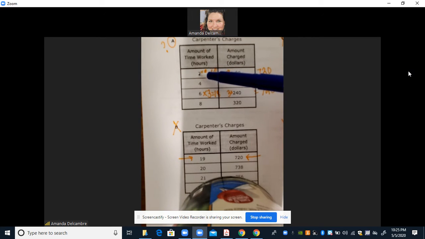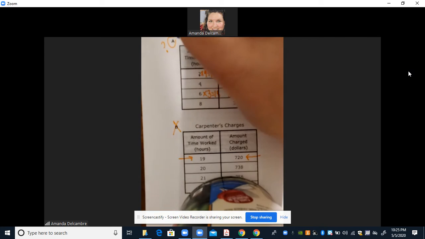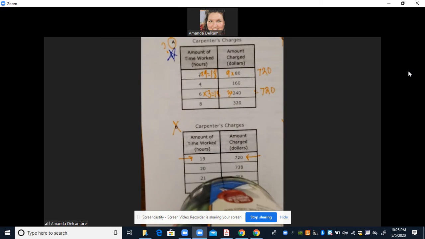So 2 hours, 2 times 40 gives me 80. 4 times 40 gives me 160. 6 times 40 gives me 240. And 8 times 40 gives me 320. So A is my correct answer.